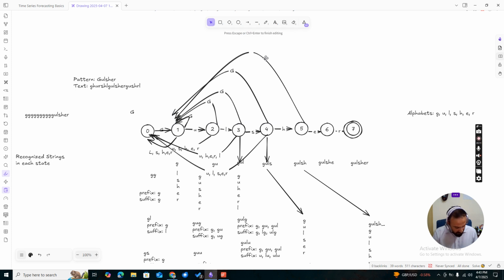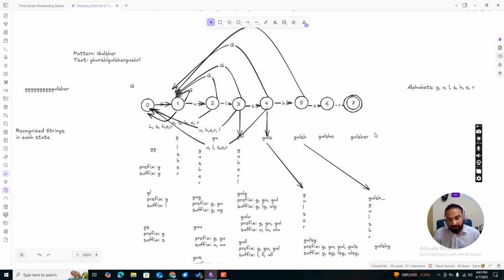G we will be transiting to the first state. In all the remaining characters or alphabets, we will be transiting to the initial state, right? So now I don't need to write them, but to draw them, because this will become too messy. So what I need to do is roll back to the initial state, right?